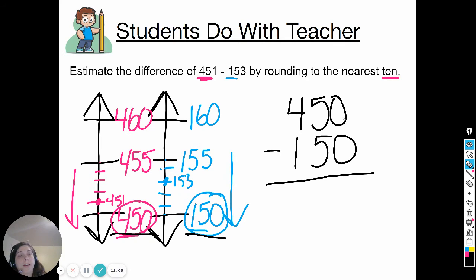Okay. Start in the ones: 1 minus 0 is 0, 0 minus 5... 5 minus 5, 0, 4 minus 1 is 3. So 451 minus 153 is about 300, rounded to the nearest 10.